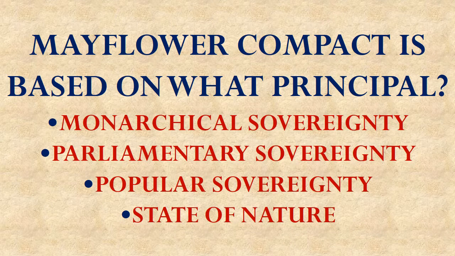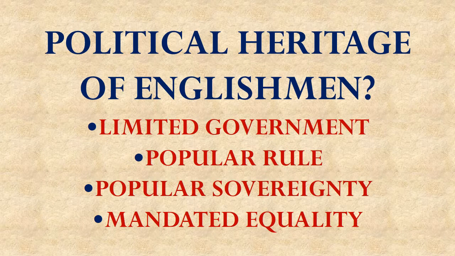Next item. The Mayflower Compact is based on what principle? Monarchical sovereignty, parliamentary sovereignty, popular sovereignty, or the state of nature? Now again, don't be confused here. The state of nature was relevant to my explanation, but that's not the thing that endorses what the people in the Mayflower did. Instead, it's the notion of popular sovereignty, that the people are in charge and create their own government. So once they'd settled into the state of nature, then there was no government there for them. They had authority within themselves to create a government.